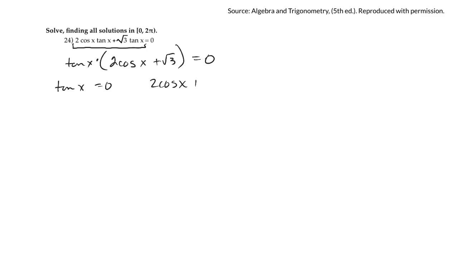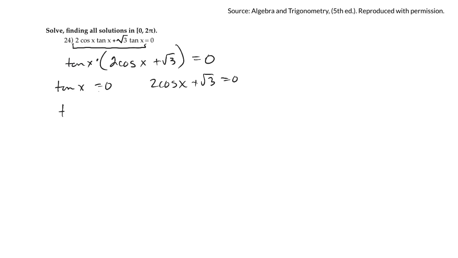Okay, last question, solving a trig equation. I'm looking at here, I see two terms. I'm looking for a common factor. So I can factor tan x out and be left with 2 cos x plus root 3 is equal to 0. Now I have two things multiplied together to give me 0, so one of them's got to be 0. So either tan x is 0 or 2 cos x plus root 3 is 0.